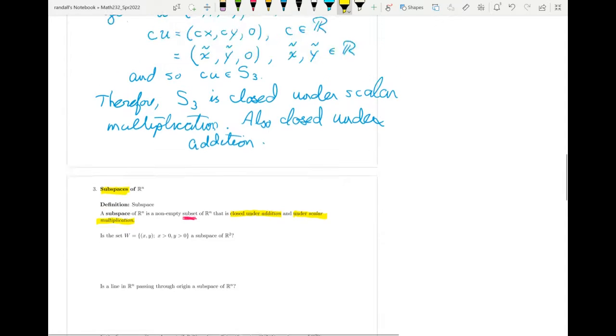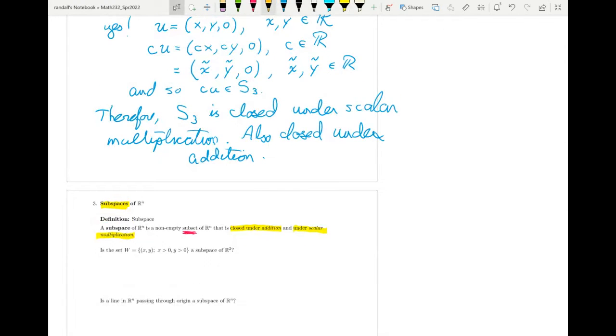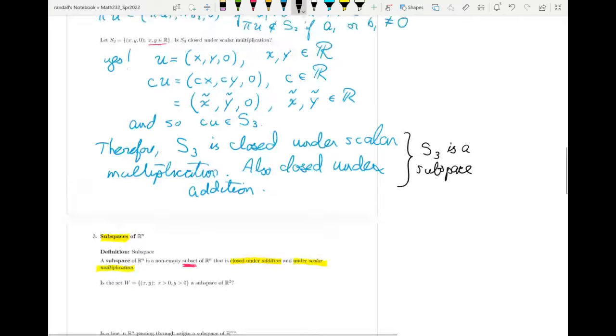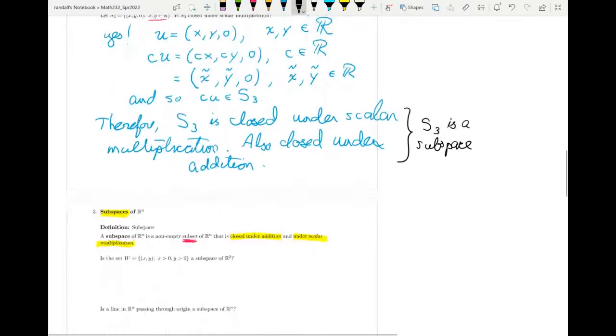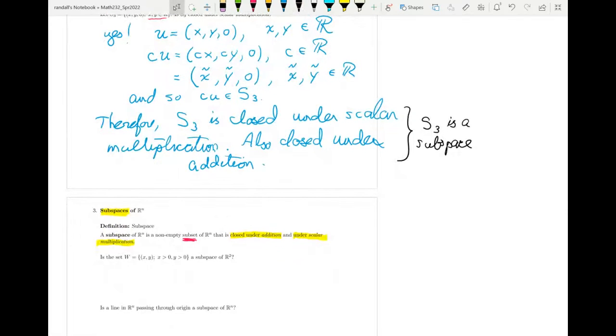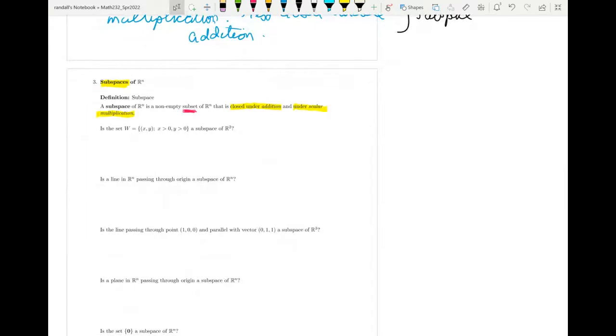So I'll just go back up to here, and let me write in here that this S3 is a subspace, once you've proven it's closed under addition, which you can do yourself. So S3 is a subspace. And we can see from the dimension it's in R3, so S3 is a subspace of R3. Let's look at some other examples.